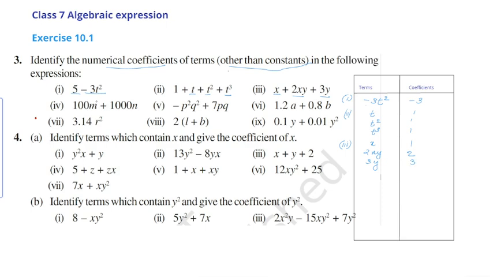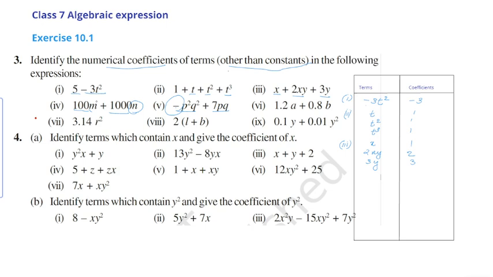Similarly, for the fourth question, you can find out how many terms are there. 1, 2. 2 terms are there. m is a variable, n is another variable. What is the numerical coefficient of the first term? That is 100. For the second term, that is 1000. Okay. For the next question, we have p square and q square. This is one term and this is another term. What is the numerical coefficient here? Here it is minus 1 and here it is 7.